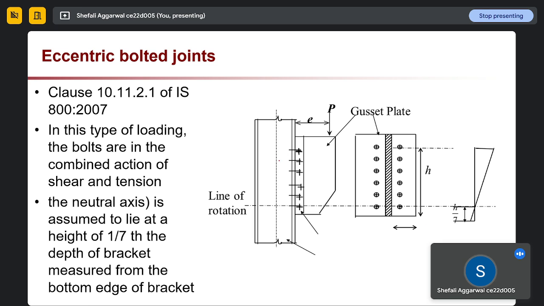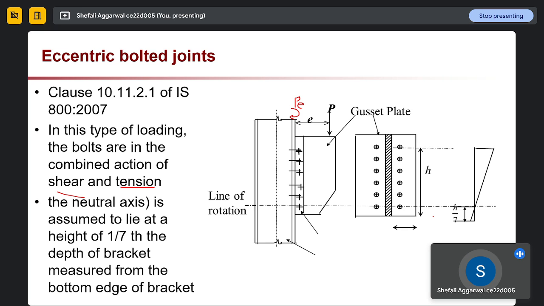When a case like this happens, a direct load will be applied, and because of this eccentricity, there will be a movement in our plate or in our connection. In the same way, we say the bolts are in shear and tension, so both types of loading will be there. First thing is the neutral axis.